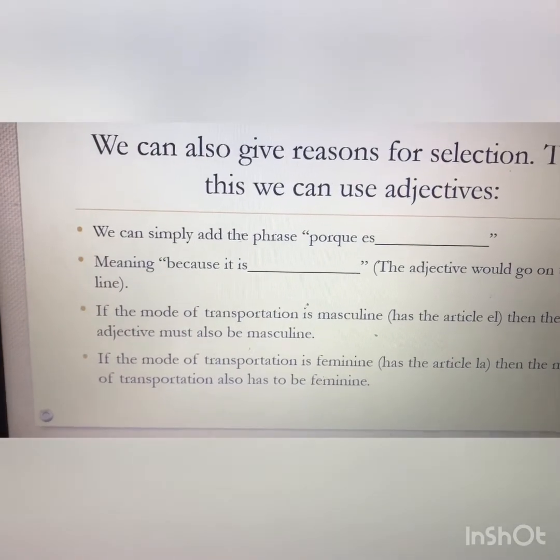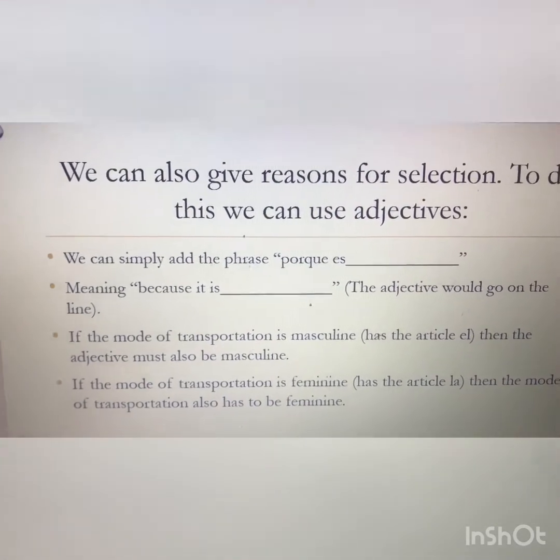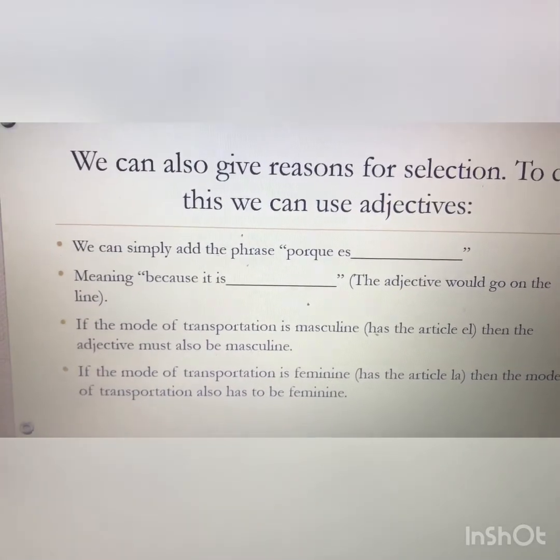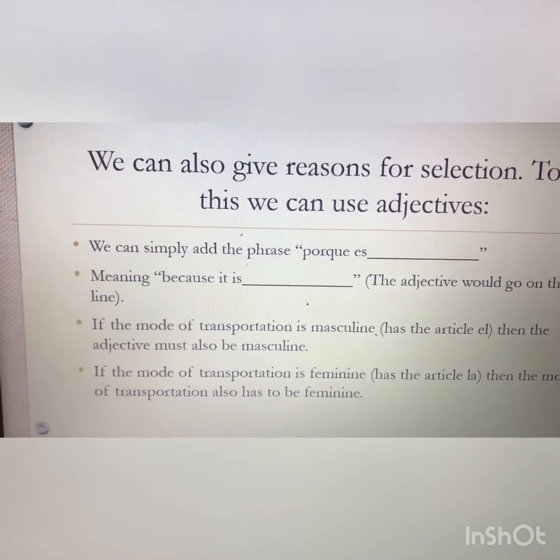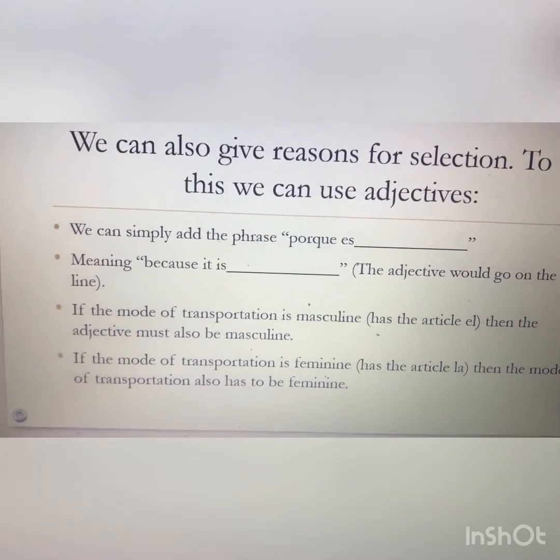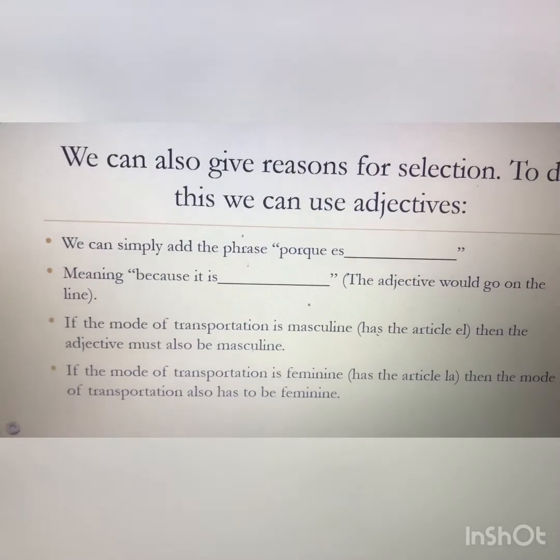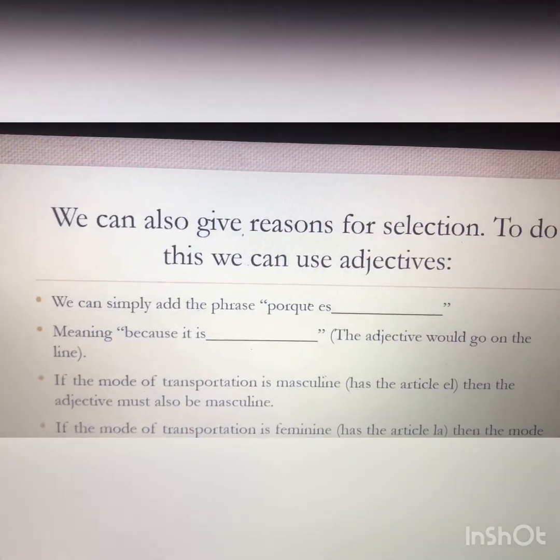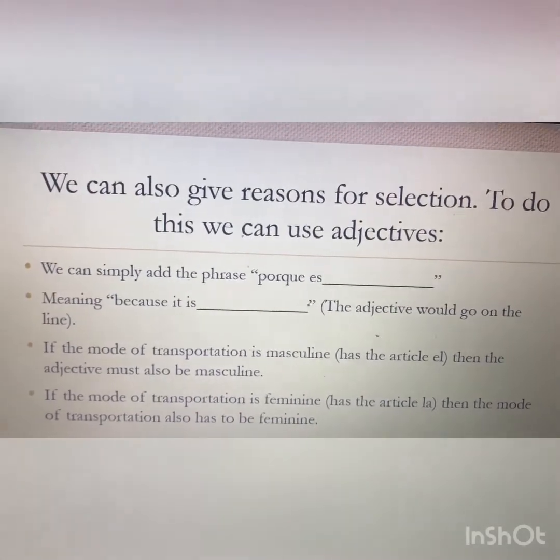Now you have to bear something in mind. If the mode of transportation is masculine, meaning that it has the article el, so el helicóptero, el submarino, as long as it has the article el, then the adjective that you're using, fast, slow, whichever adjective, it must also be masculine. However, if the mode of transportation is feminine, example, la bicicleta, alright, as long as it has the article la, it is feminine, then the adjective that you're using must also be feminine. So if the mode of transportation is feminine, the adjective also has to be feminine.